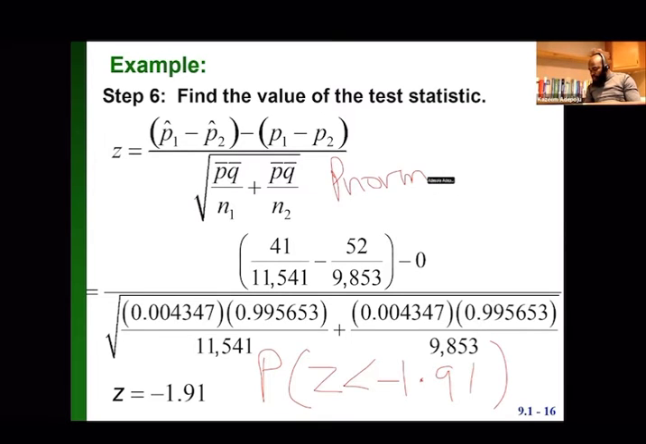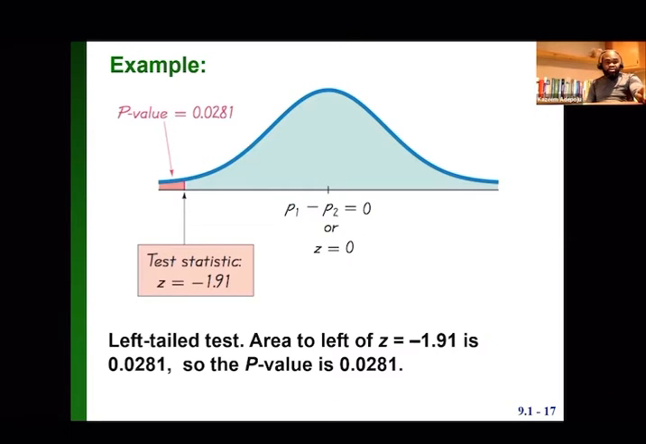Okay, pnorm of -1.91, and automatically you're going to get your result. When you get your p-value, look at that. That is the p-value you're going to get. Now, take a look at this p-value. It's 0.0281. So you have to compare the p-value with the given level of significance. And of course, 0.0281 is less than the 0.05 level of significance given in this test.